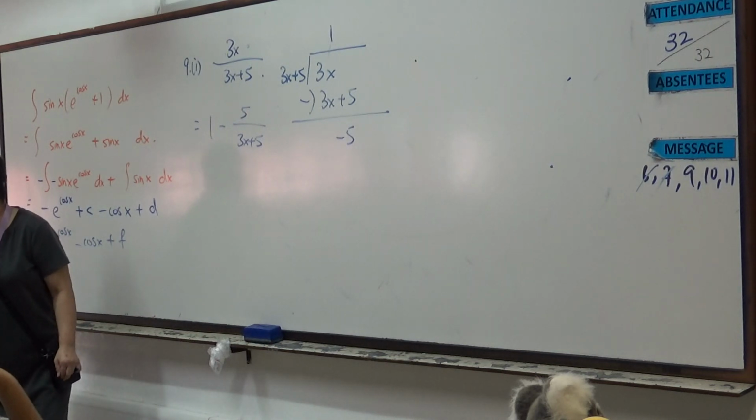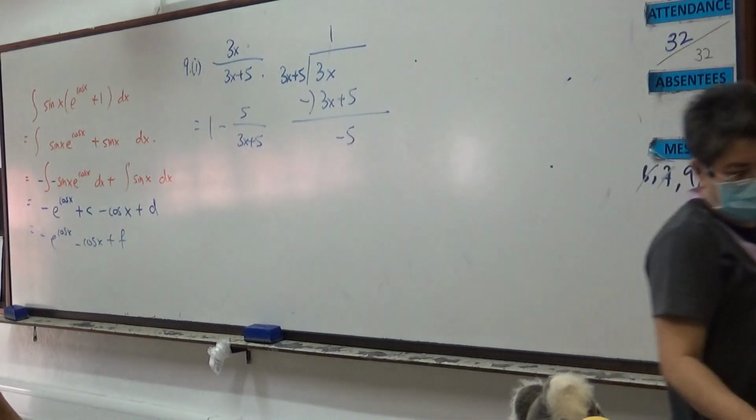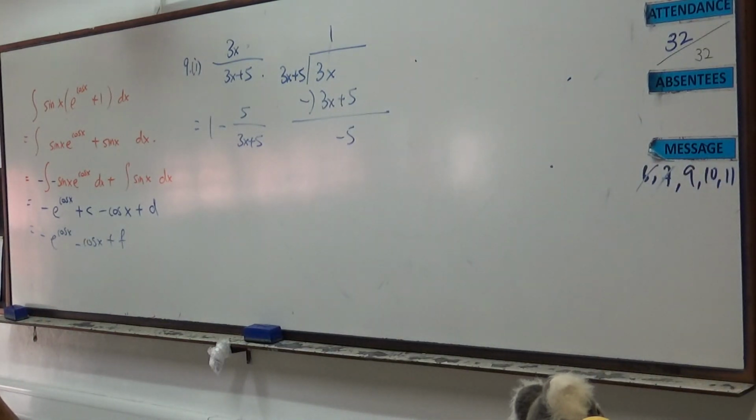Correct now? Yes or no? 1 minus 5 over 3x plus 5. Okay. What did the question say? Find the value of what? Oh, where p and q are integers, so they didn't tell us to find the integers. So it's okay, just leave it like that. So it's 1 minus 5 over 3x plus 5. Are we okay? By long division.